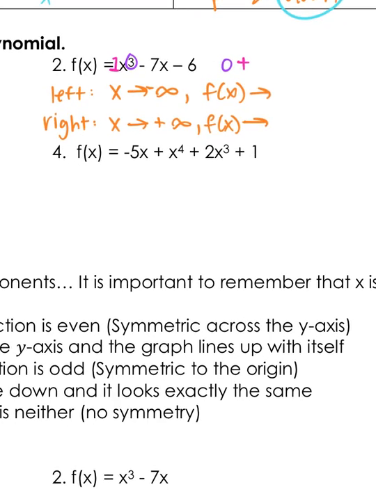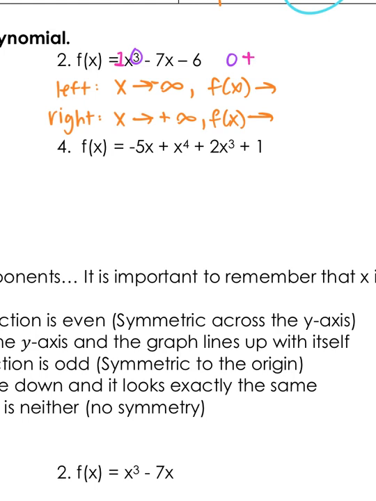So we said that this positive tells me which way the right arm moves. So the right arm is going to go to positive infinity. But since the degree is odd, they are going to move in opposite directions, which means that the other arm will move towards negative infinity.